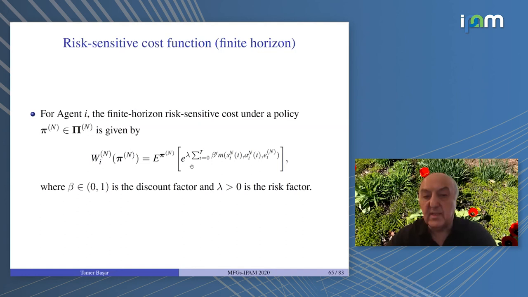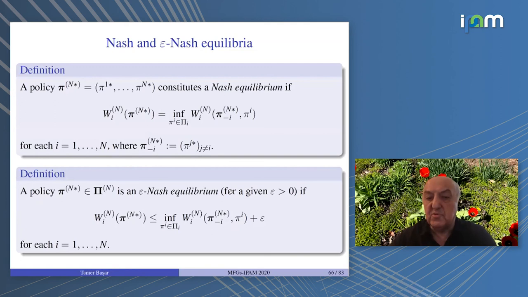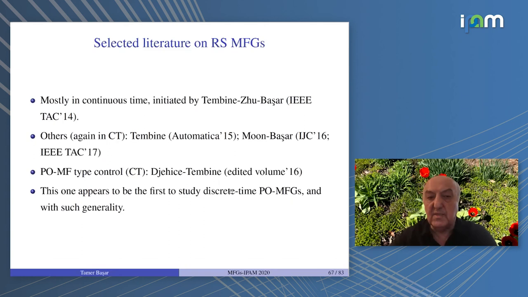So again, one can introduce the Nash equilibria, epsilon Nash equilibria, and so on. There has been quite a bit of work in risk-sensitive mean field games, but mostly in continuous time. I think the first paper that initiated this is one that Tim Bean, who is a speaker here later on Friday, Huang Yansu and I published in the Transactions on Automatic Control, and there are a few other ones. But there doesn't seem to exist any with the kind of generality that we have in these two papers.